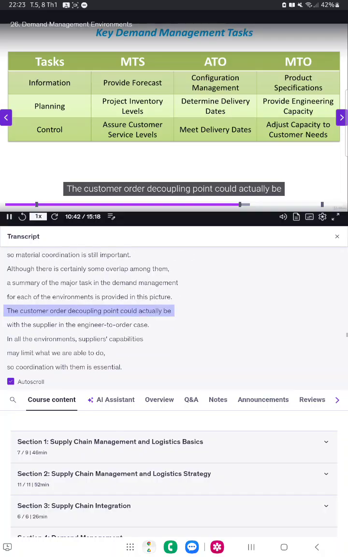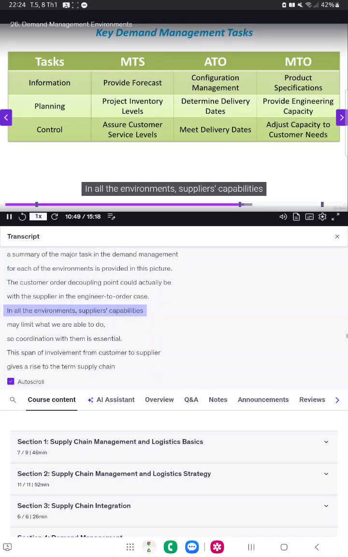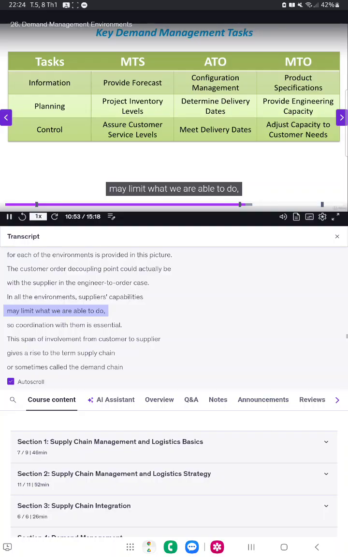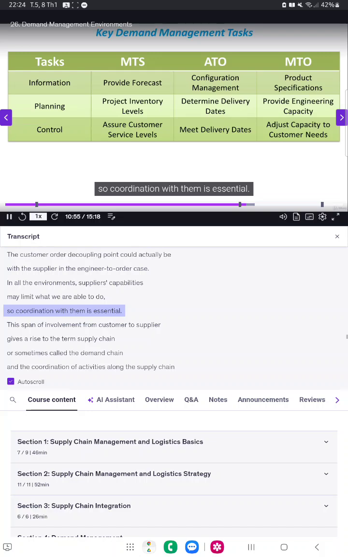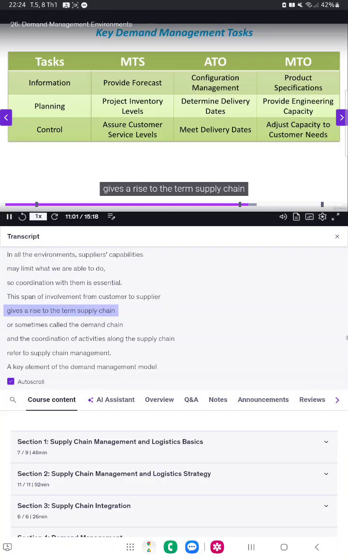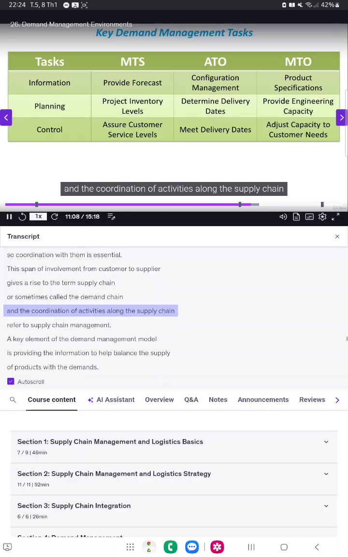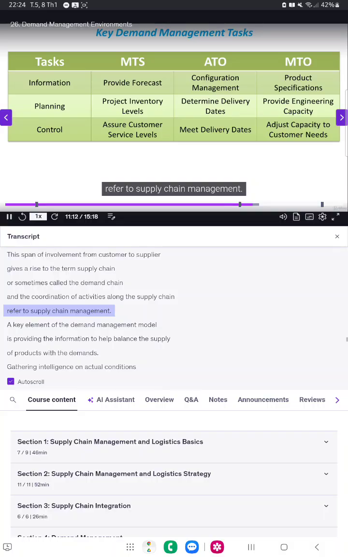The customer order decoupling point could actually be with the supplier in the engineer-to-order case. In all the environments, suppliers' capabilities may limit what we are able to do, so coordination with them is essential. This span of involvement from customer to supplier gives rise to the term supply chain, or sometimes called the demand chain, and the coordination of activities along the supply chain is referred to as supply chain management.